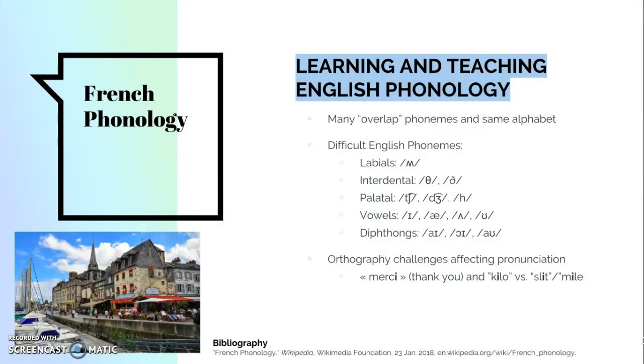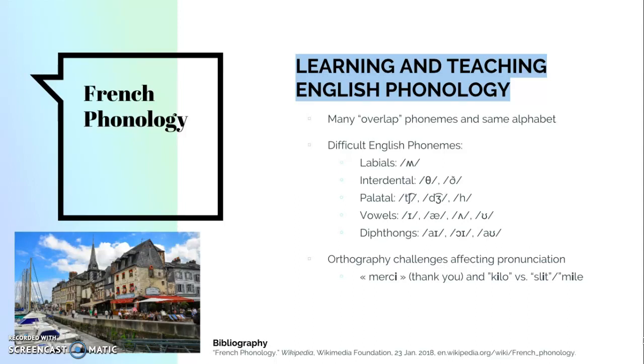L2 speakers of English who have French as their native language will likely have good success with many English phonemes. As we saw in the past slide, there are many overlapping phonemes, and both languages use the same written alphabet. Some challenges may occur with the phonemes I have listed on this slide. I'm going to give examples for the words under the difficult English phonemes: words like where, thin, the, church, dungeon, house, and perhaps diphthongs like those in the words I, toy, and out.